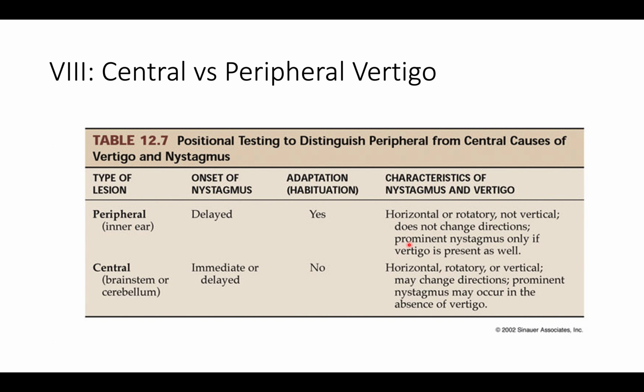Also, in peripheral there is prominent nystagmus only if vertigo is present as well. So there's no nystagmus unless there is vertigo. However, in central, there may be nystagmus without the presence of vertigo.